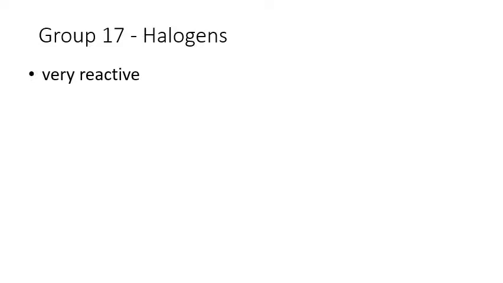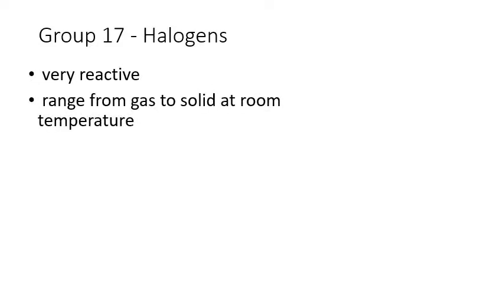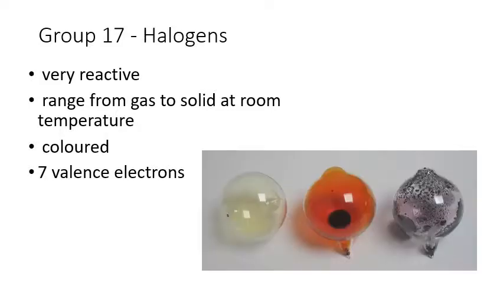And if you think about it, when we always talk about in chemistry, we always say opposites attract each other. So let's just imagine you had a reactive metal and then you have a reactive nonmetal. Those two things could probably get together. And these guys range from gas to solid at room temperature. They are also colored. And these guys, remember group 17, there's the 7 there in the ones column. So these guys have 7 valence electrons.